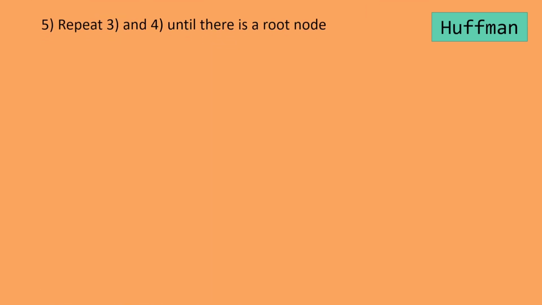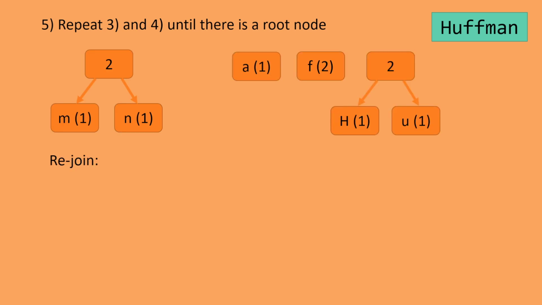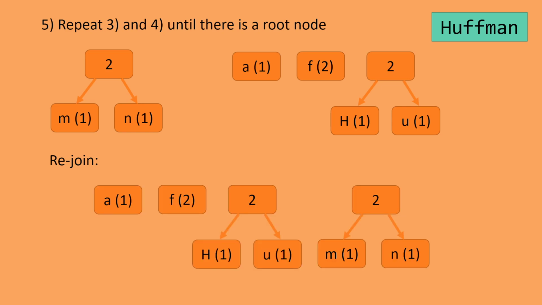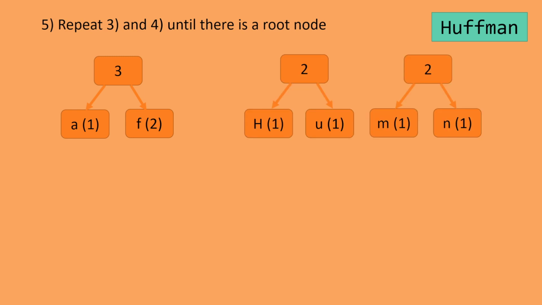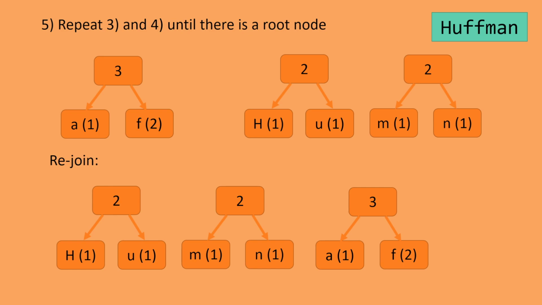We keep going with steps 3 and 4 until there's a root node. So I'm going to repeat the same for M and N, add them onto the list. If I rejoin them together, I form AF2 and another 2. I could do the same thing again with my A and F, which have different repeated frequencies. I can keep going. If I rejoin them again, I get a much bigger list.